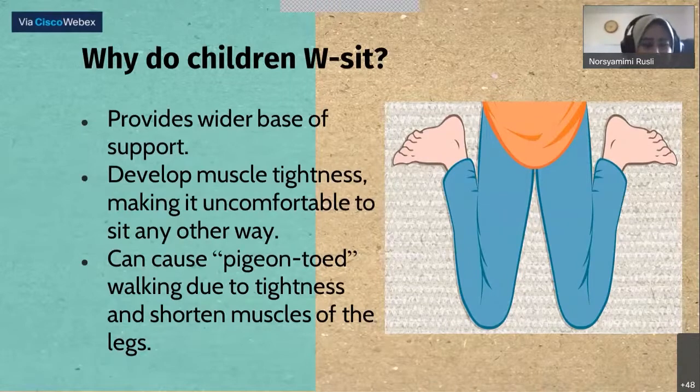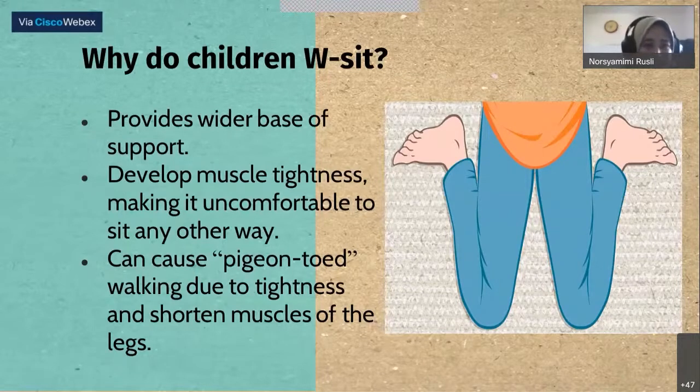Okay. For other children, especially aged 3 years and below, it may initially be a comfortable position to sit in, and then over time, if we do not correct the W sit position, they will develop muscle tightness, making it uncomfortable to sit in other ways. So for children 3 years and below, if we see them W sit, we need to encourage them to sit up properly. Okay, I will show you the correct position in the next slides.